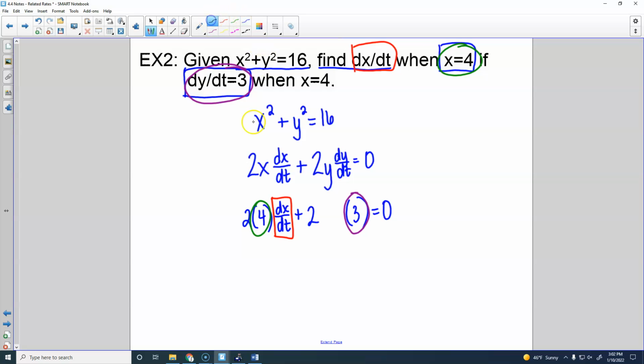Alright, so this original equation has to be true. So if I plug 4 into the original, so 4 squared plus y squared equals 16, then I can solve that equation for y to find the y coordinate whenever my x coordinate is given.